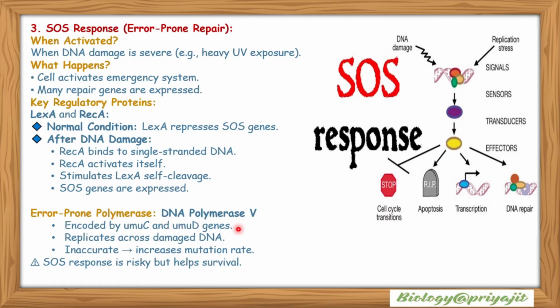Error-prone polymerase, DNA polymerase 5, is then encoded by umuC and umuD genes. It replicates across damaged DNA. Its inaccuracy causes an increased mutation rate. So the SOS response is risky but helps in survival.